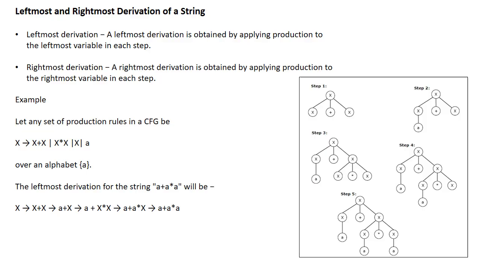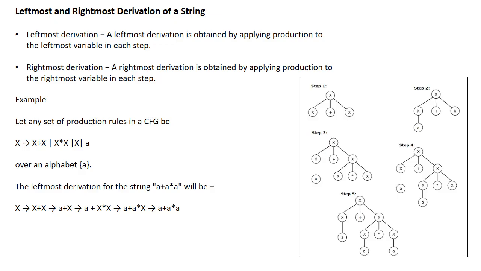So for example, let the context-free grammar given be as follows. Here we have four rules given for the non-terminal symbol x. So x is having the production rules: first is x plus x, second is x star x, next is (x), and the last one is the terminal symbol a. So here the leftmost derivation for the string a plus a star a will be as follows.